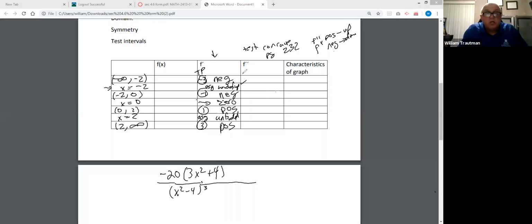All right, so we're going to do the test point once again. We're going to use the test point of -3. Maybe I should have written the test points on the side. If I put -3 in here, I get a positive times a negative. I get a negative on top. If I put a -3 on the bottom, I get a positive on the bottom. Negative divided by a positive is a negative.